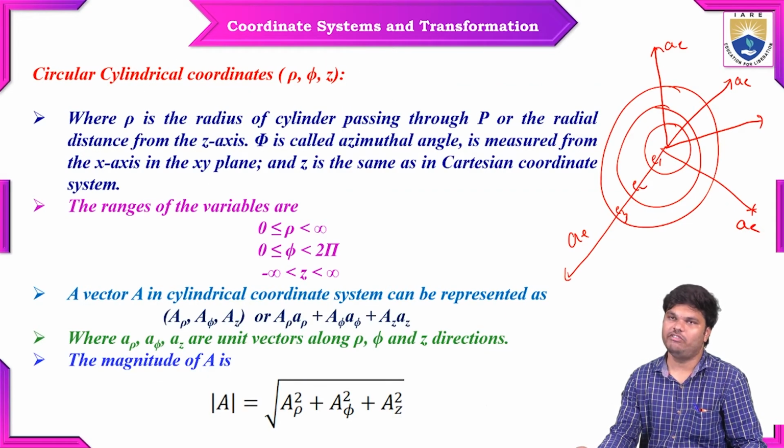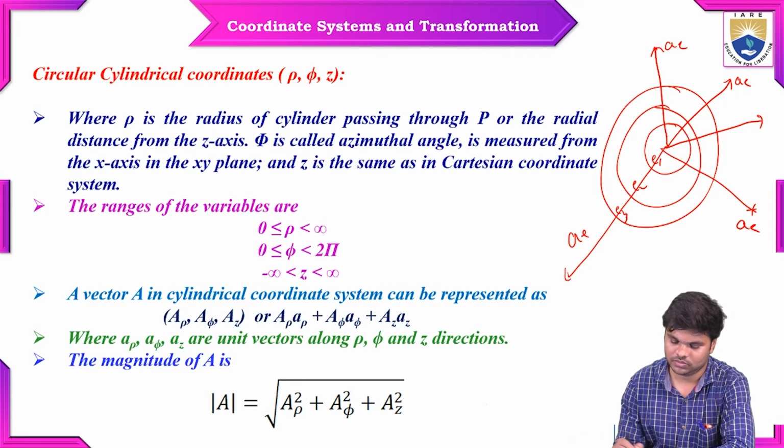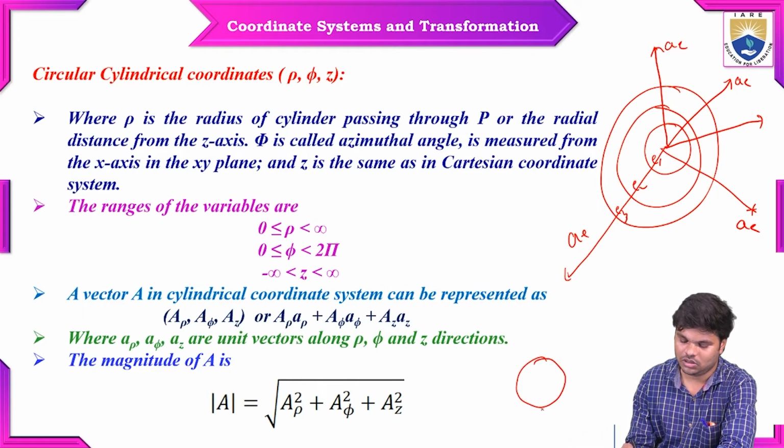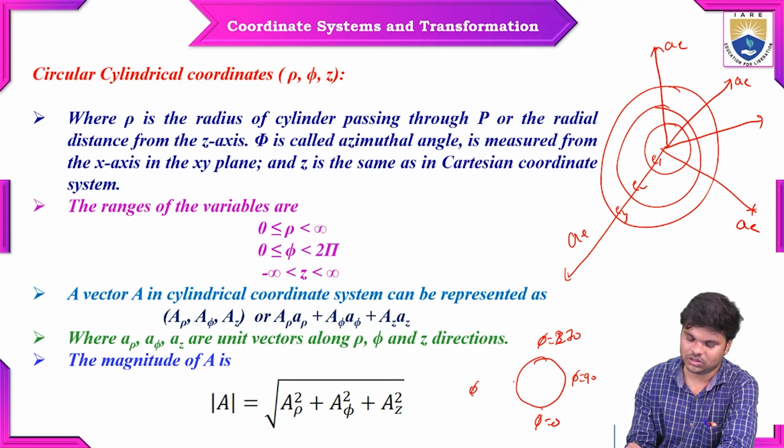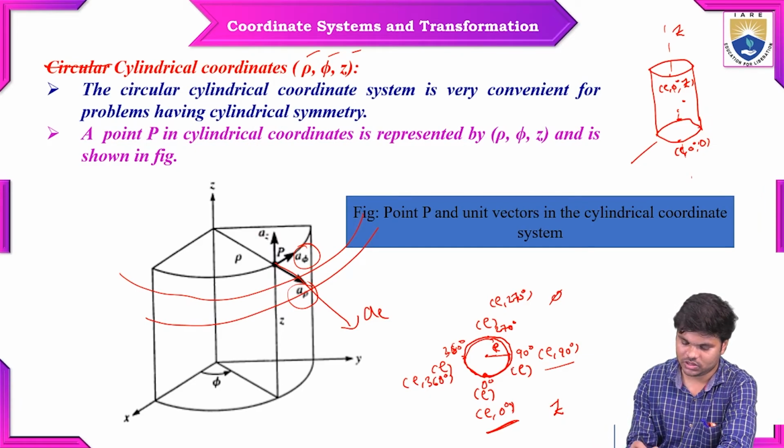And how will be the direction of A phi? That is the question here. See, if you take one circle, this is phi is equal to 0, this is phi is equal to 90, and this is phi is equal to 270. This is phi is equal to 360. Sorry, this is phi is equal to 180, and this is phi is equal to 270. Previously also this is phi is equal to 180, 270, and again 360.